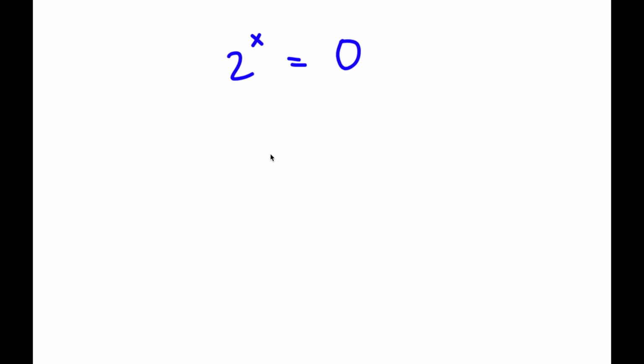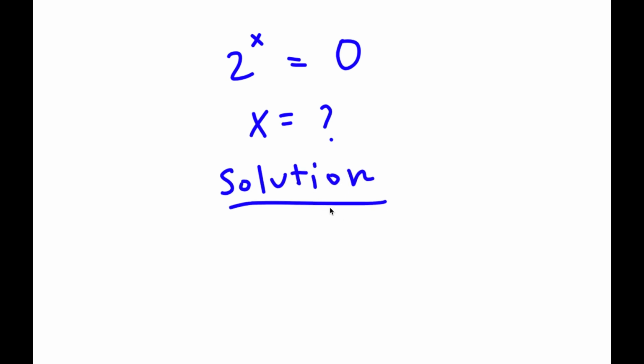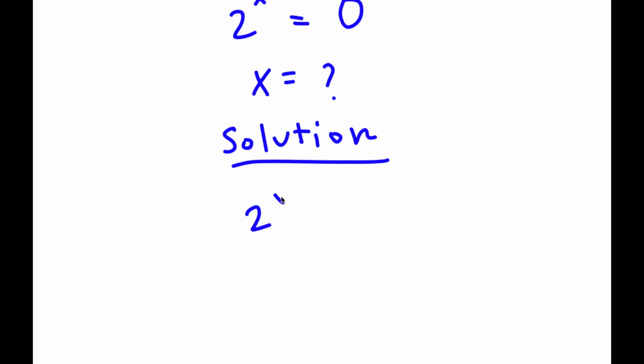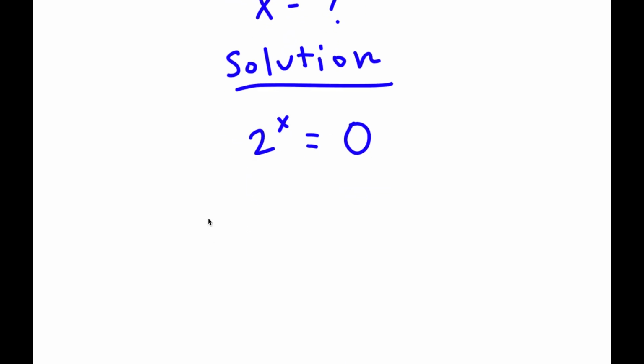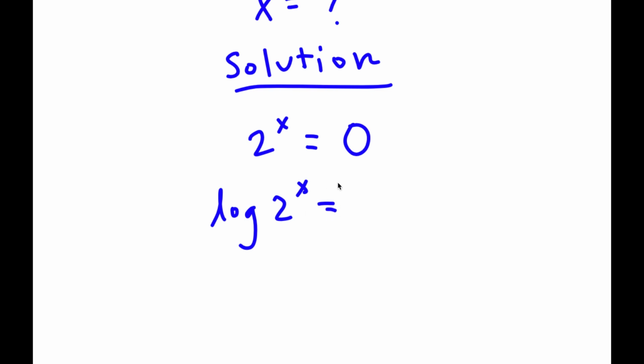Alright, so in this problem, I have 2 to the power of x is equal to 0. So I want to find the value of x in this problem. So for my solution here, first start with 2 to the power of x is equal to 0. Now, what I'm going to do is take the log on both sides. So now I have log 2 to the power of x is equal to log 0.